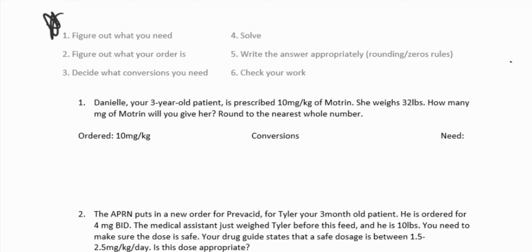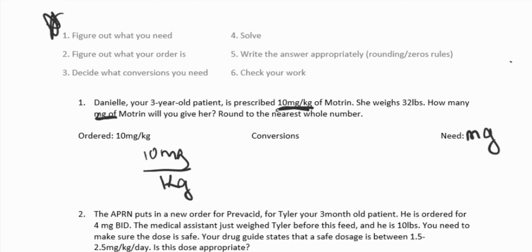Danielle, your 3-year-old patient, is prescribed 10 mg per kg of Motrin. She weighs 32 pounds. How many milligrams of Motrin will you give her? Round to the nearest whole number. So let's start out. What do we need? So we need to know how many milligrams. So that is going to be our unit at the end. We need milligrams. What do we have? We have 10 mg per kg. So that right there, 10 mg per kilogram.